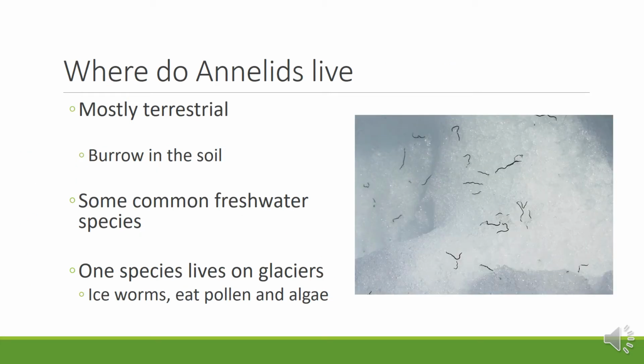Where do they live? They're mostly terrestrial, burrowing in the soil. There are some common freshwater species, and then one species actually is able to live on glaciers. They're called ice worms. They eat the pollen and algae. They're very seasonal, as this pollen floats in from other areas, but they're kind of interesting because we find them right on glaciers, and they die right around 40 degrees Fahrenheit. It's too hot for them.